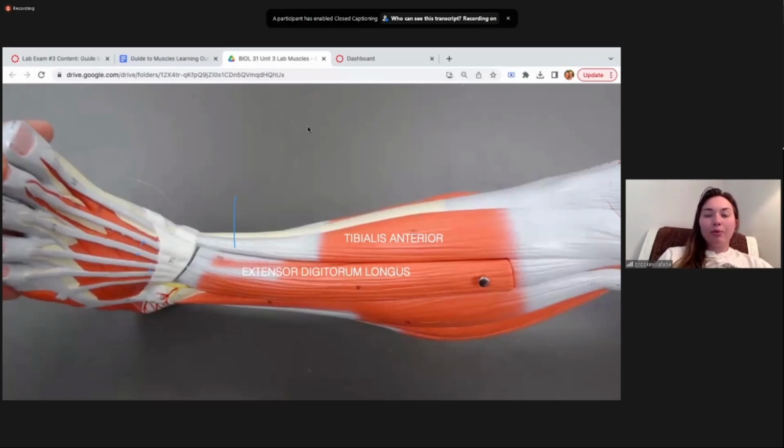Hallucis stands for big toe. So remember we had pollicis for thumb. So now it's hallucis. So extensor hallucis longus. I'll draw it over to it because it's not on the right spot. Right here. So this little muscle here going out to the big toe is our extensor hallucis longus.